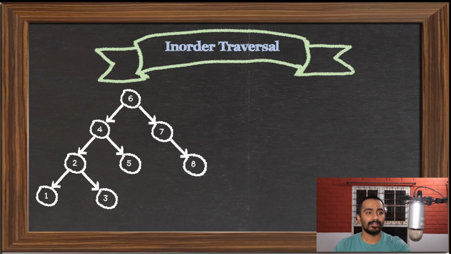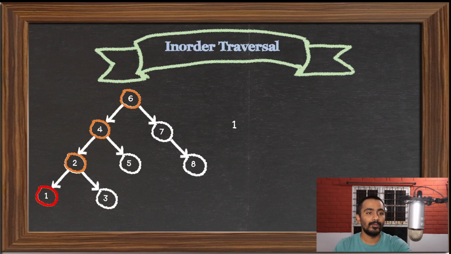So we start with node 6, move to node 4, which is its left node, and then to its left node, node 2, and then to node 1. Now, since node 1 doesn't have any left node, we process node 1. It doesn't have any right node either, as it's a leaf node.